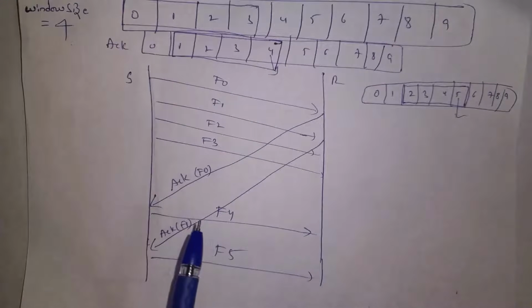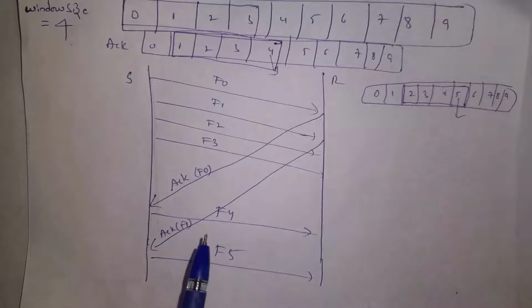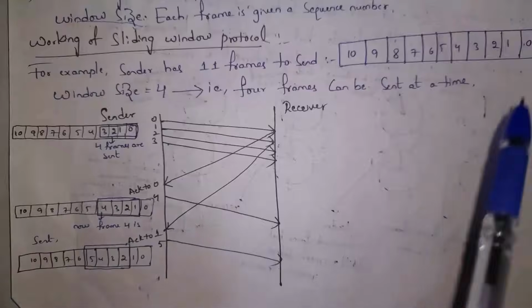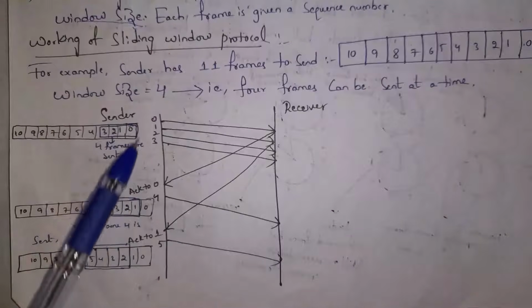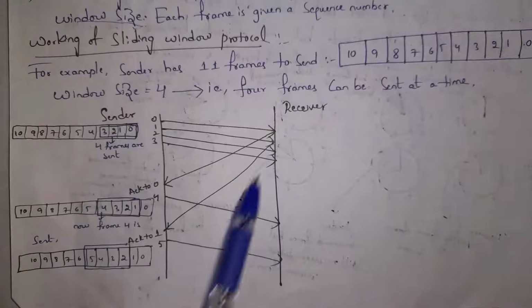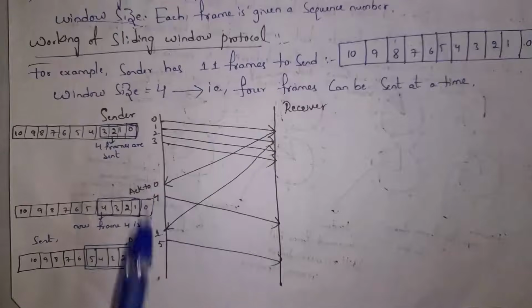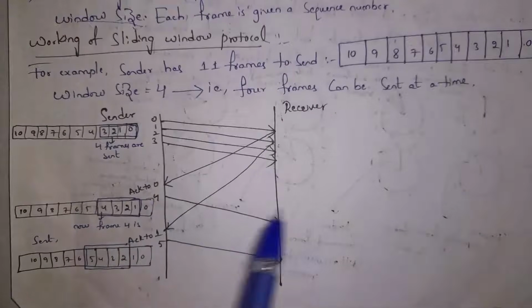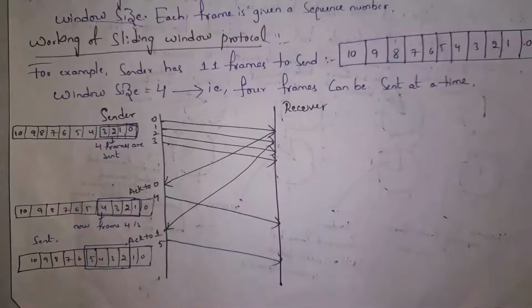After getting acknowledgement for each frame, we slide the window one step forward in order to send the next frame. That is why we call it sliding window protocol. This is an example. At first the sender will send frames 0, 1, 2, 3. After getting ACK for frame 0, the sender will send frame 4. Even after getting ACK for frame 1, the sender will send frame 5.